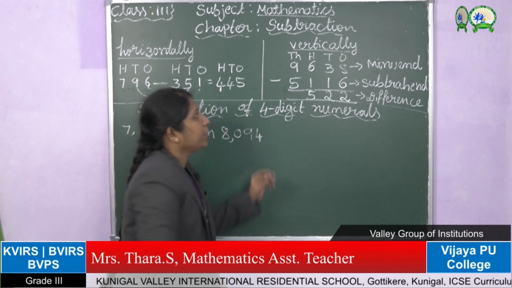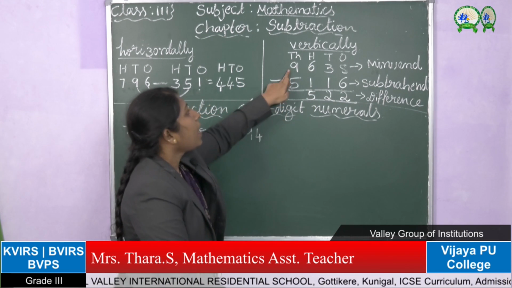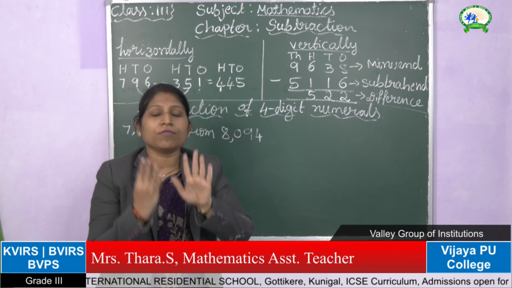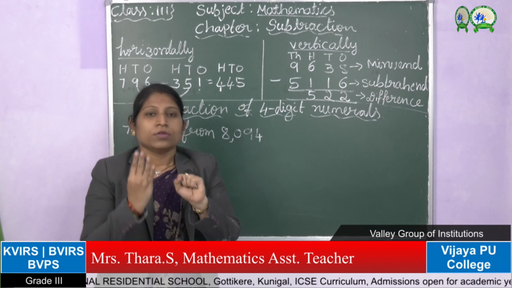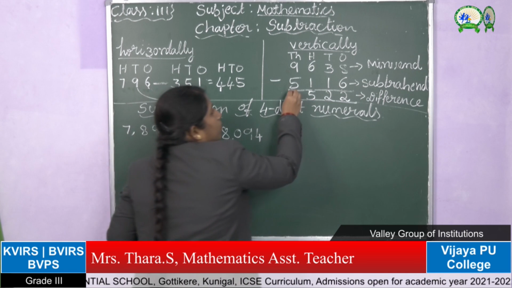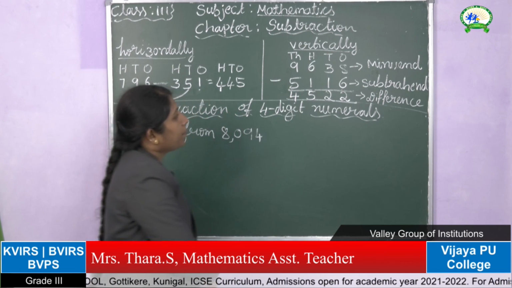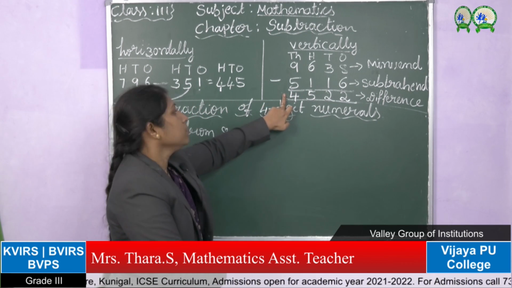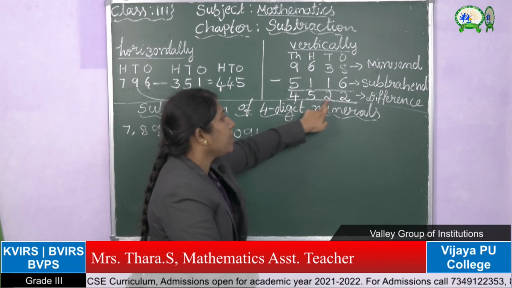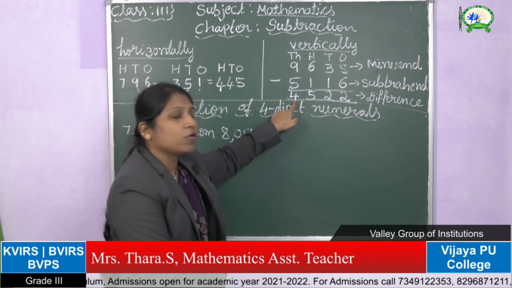You have to write according to their places. And 9, we have 9 and subtract 5. What will you get? 4. So from here we get the difference, 4,522.